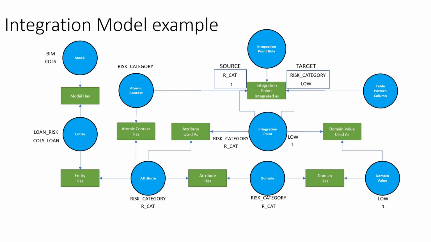In the example, we could say that if the RCAT column in the source is empty for one of the loans, then we should apply the default value low, meaning that all the loans should have a risk category, and if it's undefined, it should be low. This is, of course, a business rule.